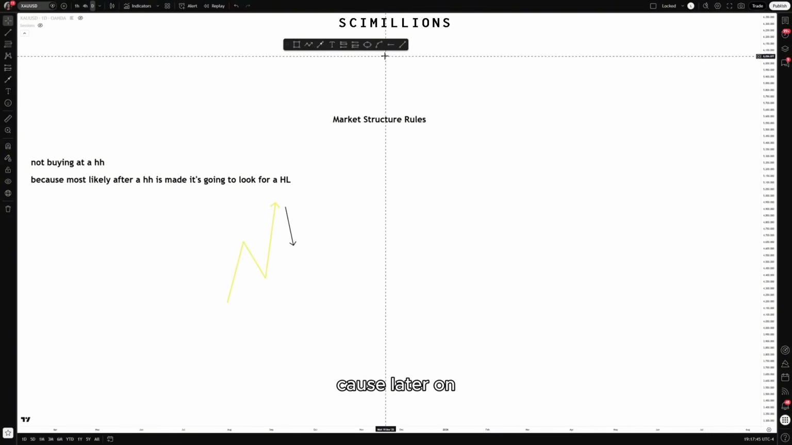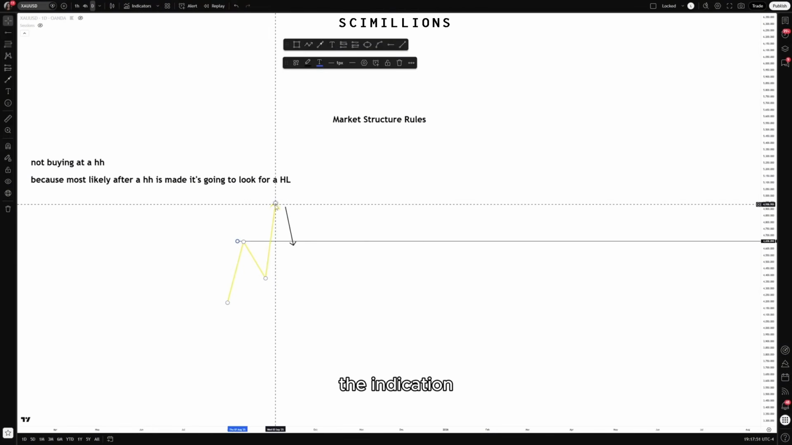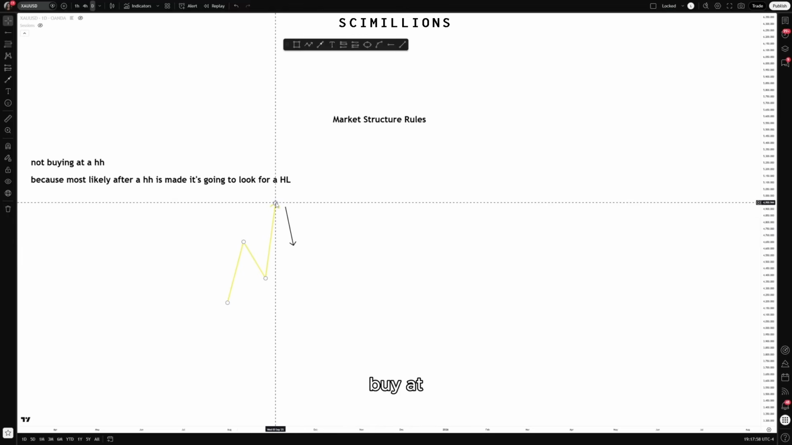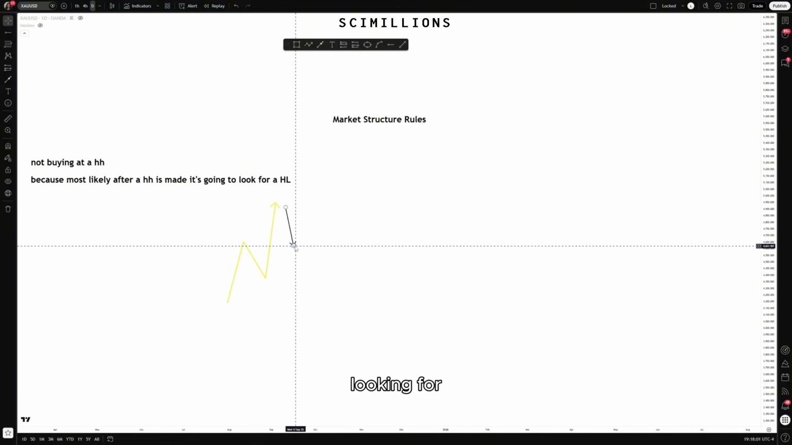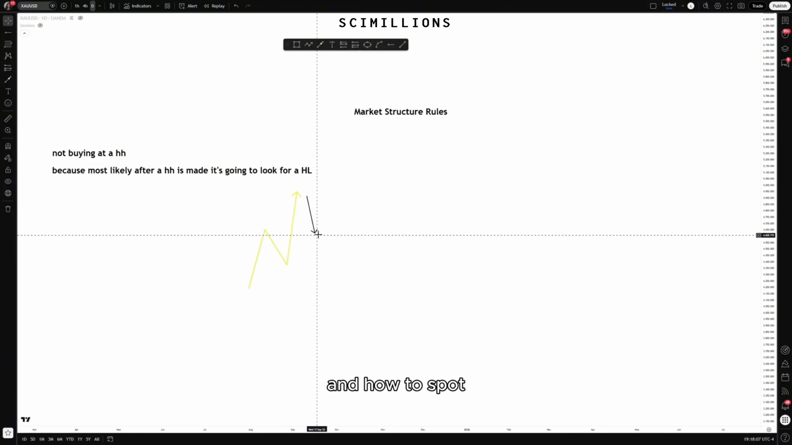This also helps because later on we're going to talk about ICC, where this is an indication. You would never buy on the indication. The indication is the higher high, but let's not talk about that right now. Higher highs we do not buy at, but higher lows we are looking for a potential buy, right? We're going to talk more about time frame correlations and how to spot when price is finishing up the higher low or finishing up the lower high.